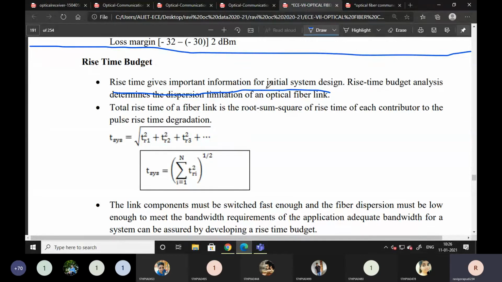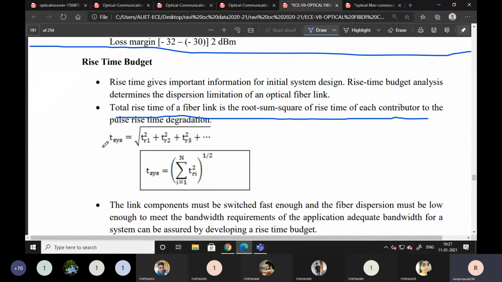The rise time budget is used to limit the dispersion in the optical system. It may be an optical fiber link. The total rise time of a fiber link is the root sum square of the rise times. It may be written like this: root sum square. The total rise time of a fiber link is the root sum square of the rise time of each contributor to the pulse rise time degradation.